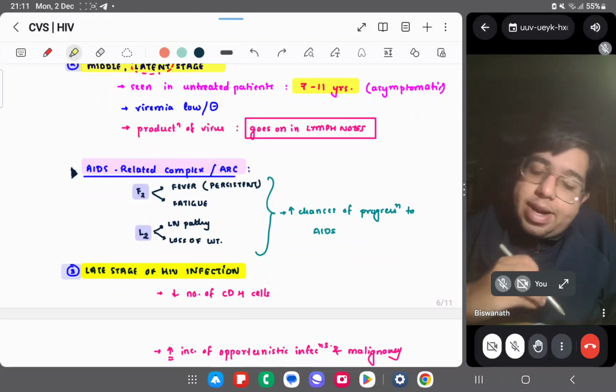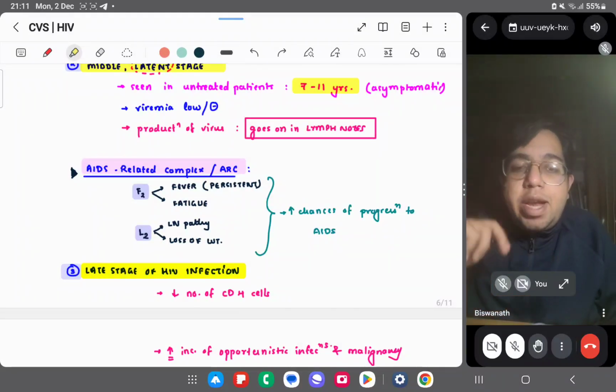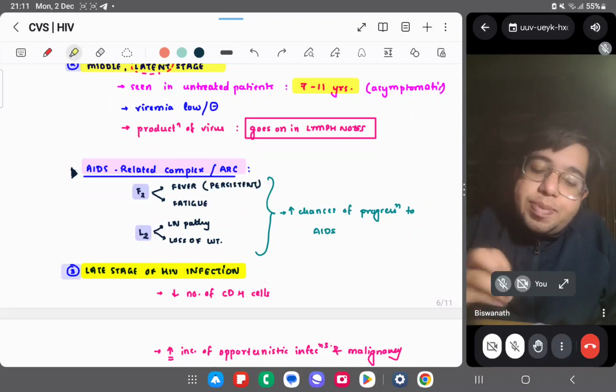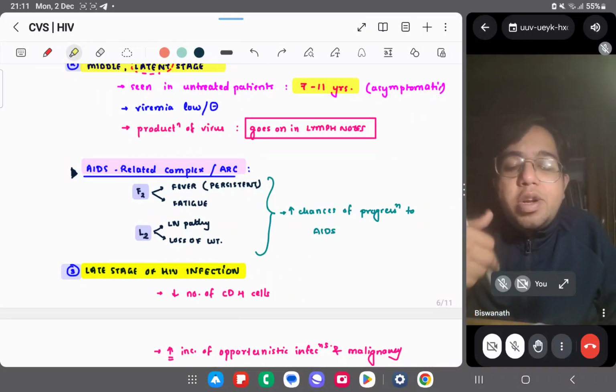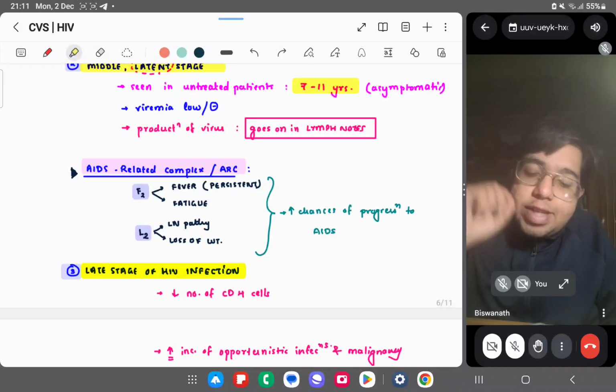AIDS related complex, you can remember by F square, L square. F square is fever and fatigue, L square is lymphadenopathy and loss of weight. So unexplained loss of weight can be a sign of AIDS.